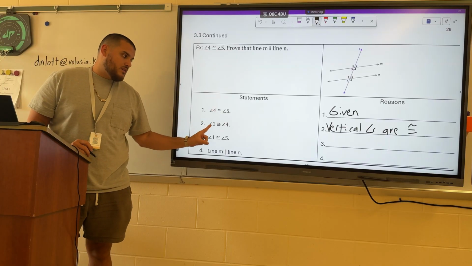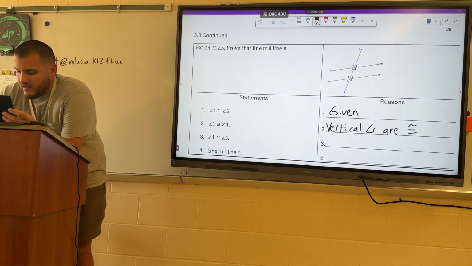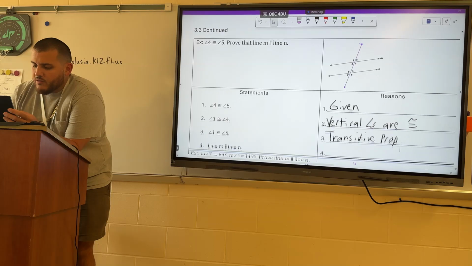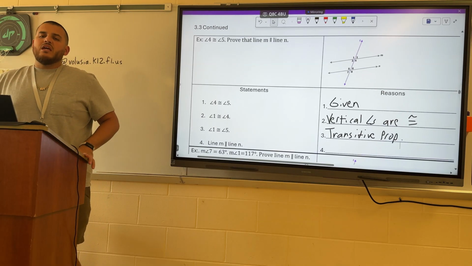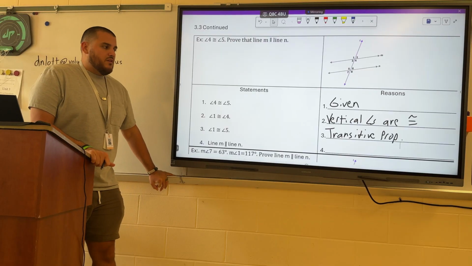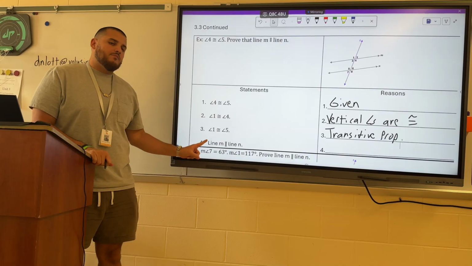Because they equal the same value, they must be equal to each other. That is our transitive property again. Transitive property. And then here's something that's a little bit new. Now we're saying that line M is parallel to line N. Okay, and what we're doing from here is thinking about the angle pair that was described in our previous statement.